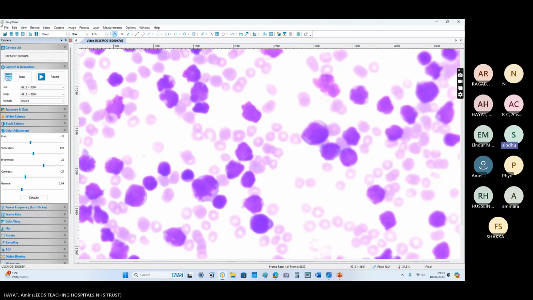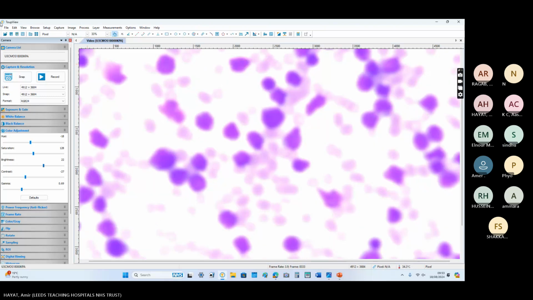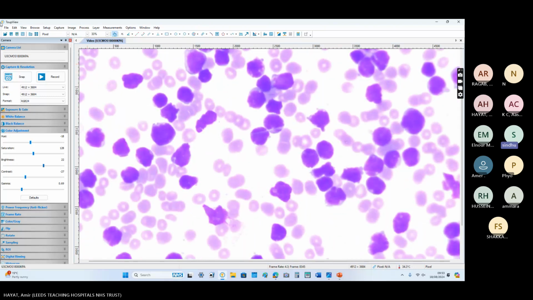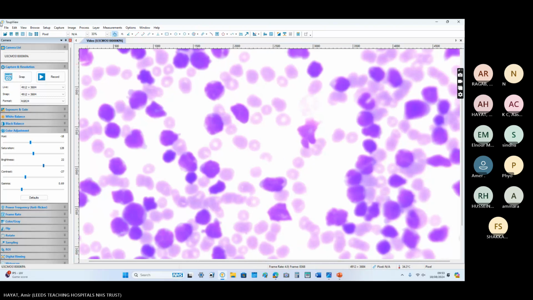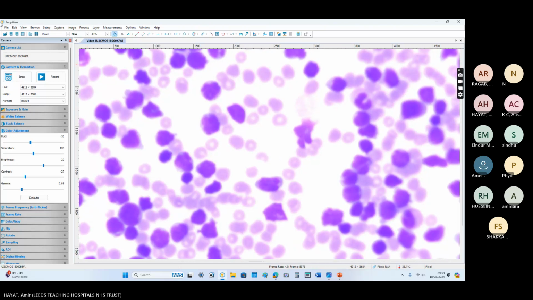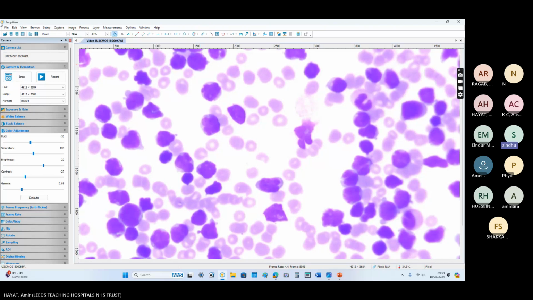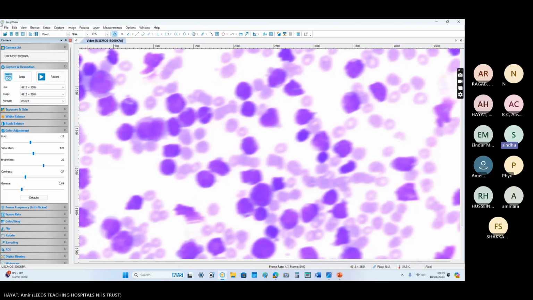These are small and medium size. And RBCs are most likely normocytic normochromic, and platelets are reduced on the peripheral smear.